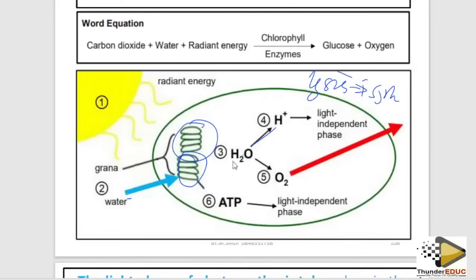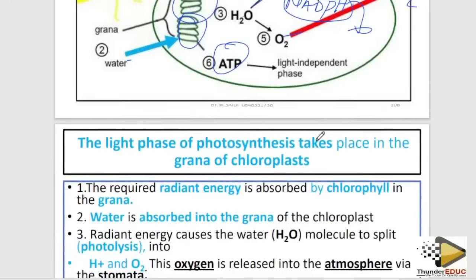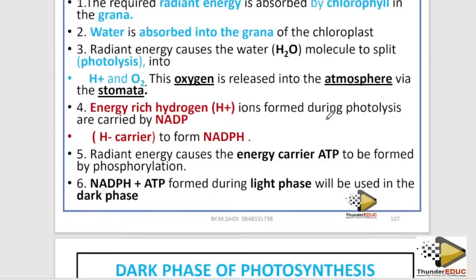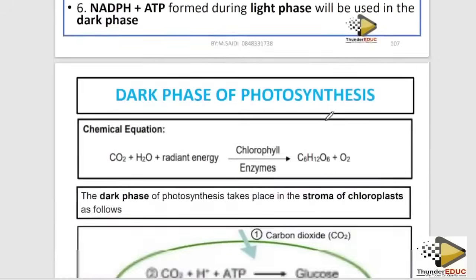Then this hydrogen ion is going to be accepted by NADP, and then it's going to become NADPH. And then the NADPH is going to transfer this hydrogen ion into the stroma. Now the oxygen is being released outside. You see? Some ATP is being formed. Now the NADPH is going to enter the dark phase here.